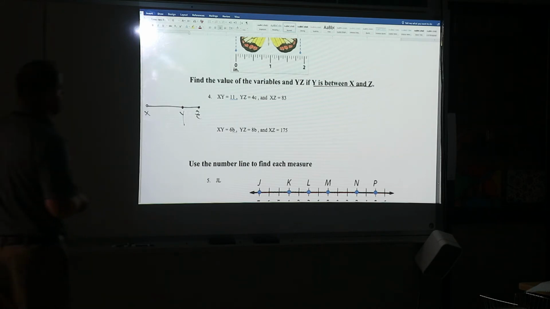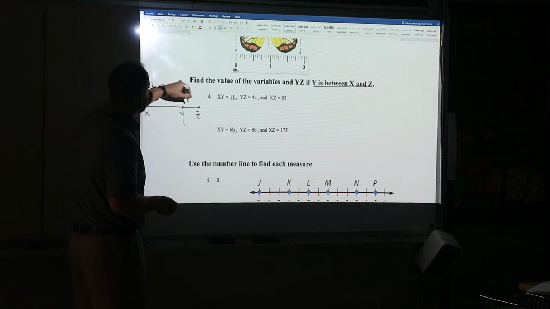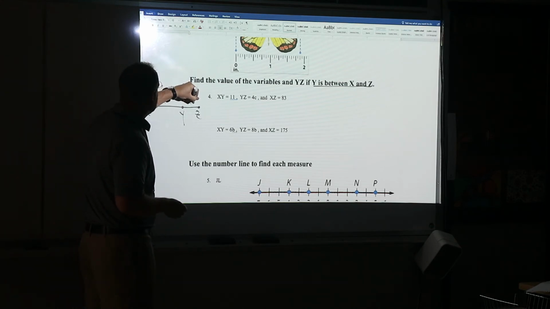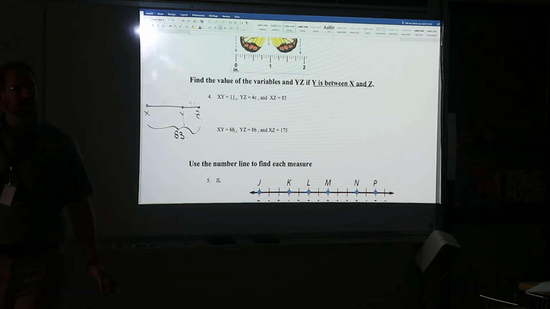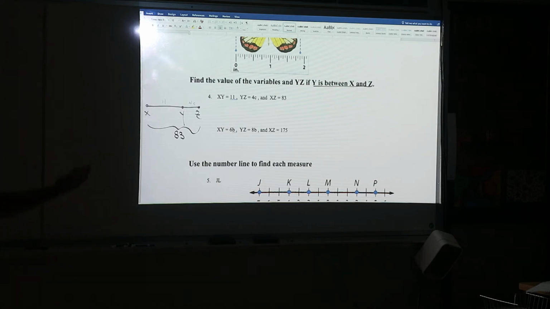Y is in between X and Z. I'm going to label my picture. XY is an 11. YZ is a 4C. And it looks like the whole stick, XZ, is an 83. If you don't label your picture, you don't know which two parts to add. Because when I look at that picture, which two parts should I add? XY and YZ. Yeah, because when you look at the picture, you add the two small pieces together and that should equal the big piece. If you don't label your picture, how do you know which ones are which?